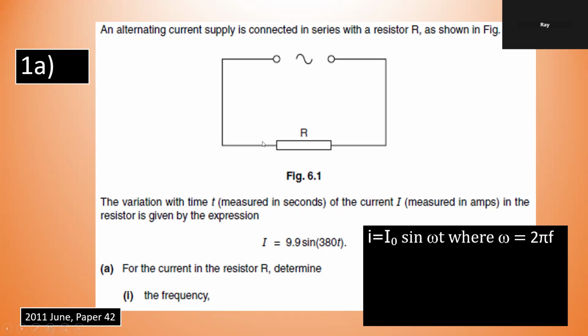Compare with the standard formula. You can get it from the data sheet. Data sheet uses x, you use I. Then omega is 2 pi f. So 2 pi f equals 380. So f is 380 divided by 2 pi, 60 hertz. Okay.